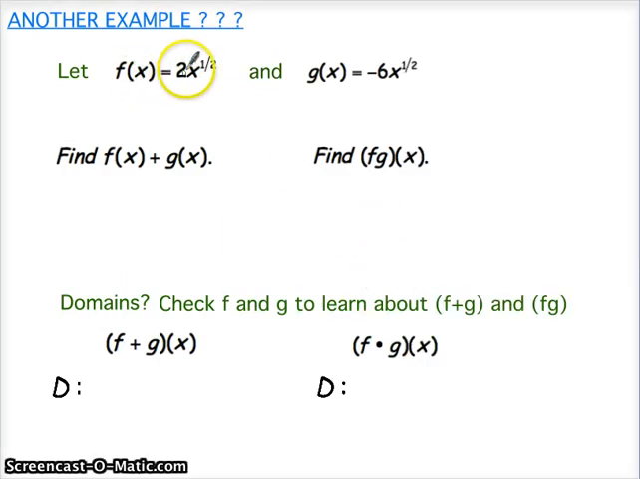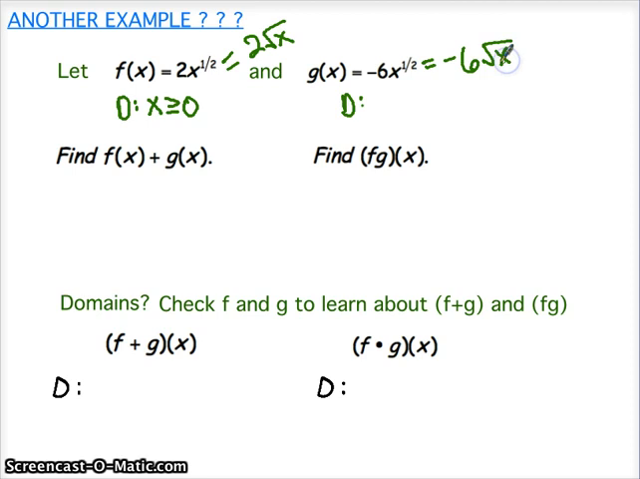F of x here is 2x to the 1/2. Now remember, that's the same thing as 2 times the square root of x. So immediately I'm thinking the domain is going to have to be that x needs to stay greater than or equal to 0. Now g of x has that same problem. So domain, again, because this is the same thing as negative 6 times the square root of x, x needs to stay greater than or equal to 0.